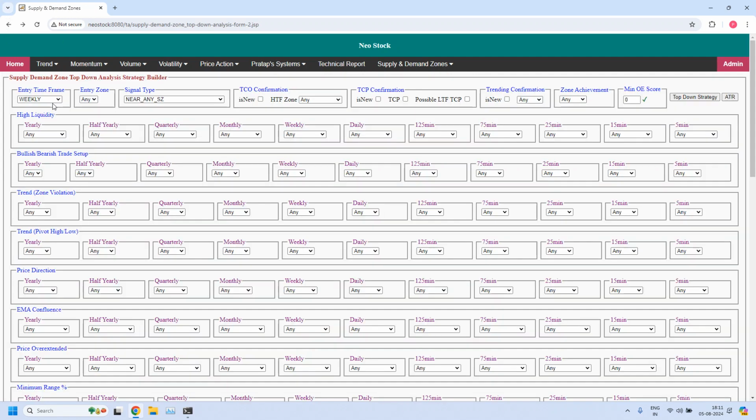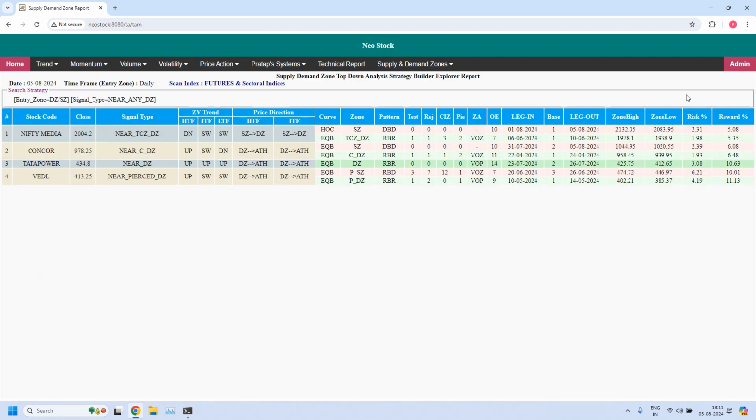Going back, changing the time frame to daily. Entry time frame is daily. Let us find the stocks near daily demand zone. 4 stocks are filtered.